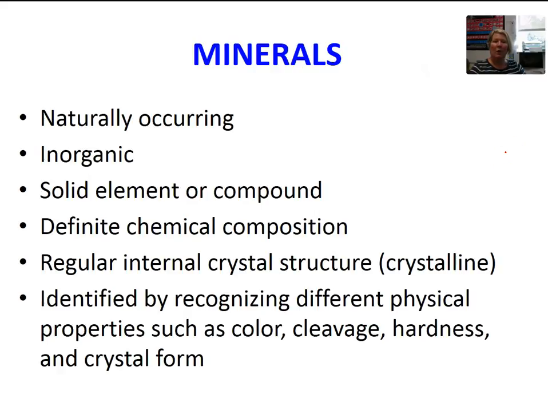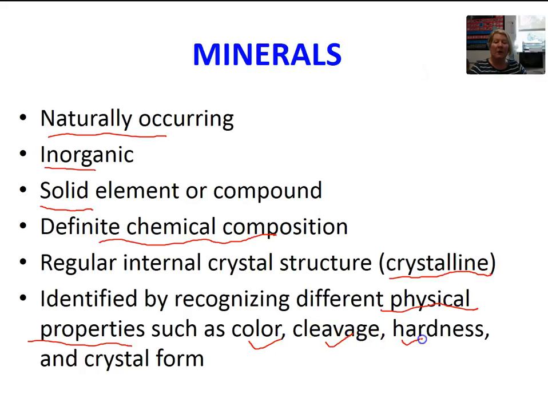Let's talk about what defines a mineral. It must be naturally occurring, inorganic, and a solid, it must have a definite chemical composition, and it must be crystalline, that means it has atoms that are regular and repeating. We can identify our minerals in different ways, but as a rite of passage, as a geologist, you need to identify them using what we call physical properties. Some physical properties include color, cleavage, hardness, and crystal form. So we'll look at a few of these.